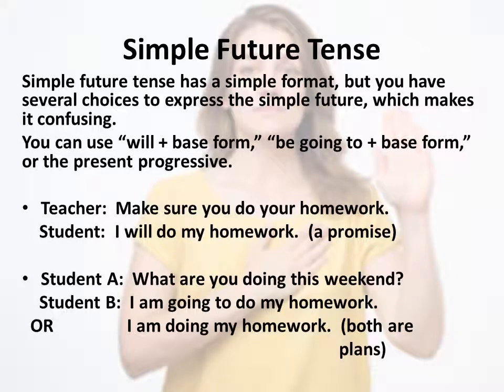Or if you're talking to another student and the student asks you, what are you doing this weekend? You can answer, I am going to do my homework, or I am doing my homework. So the first one, I am going to do my homework, is be going to plus the base form. This shows a plan, not a promise. You can also use the present progressive to show a plan. I am doing my homework, or I'm doing my homework. Both of these are plans, but the use of will shows a promise.